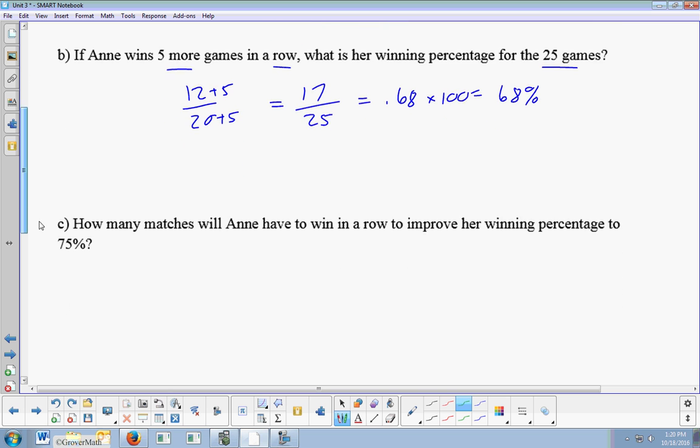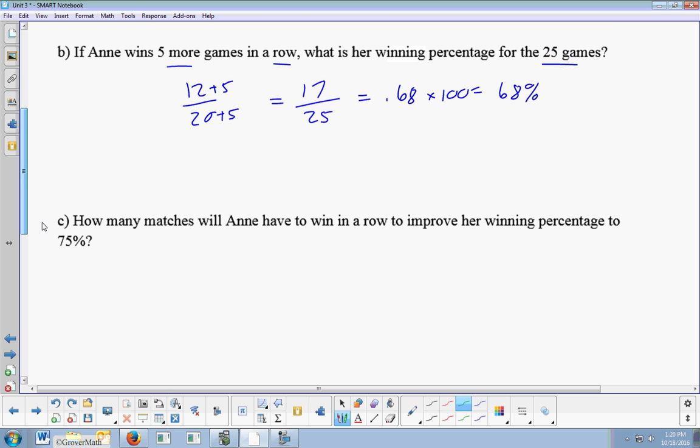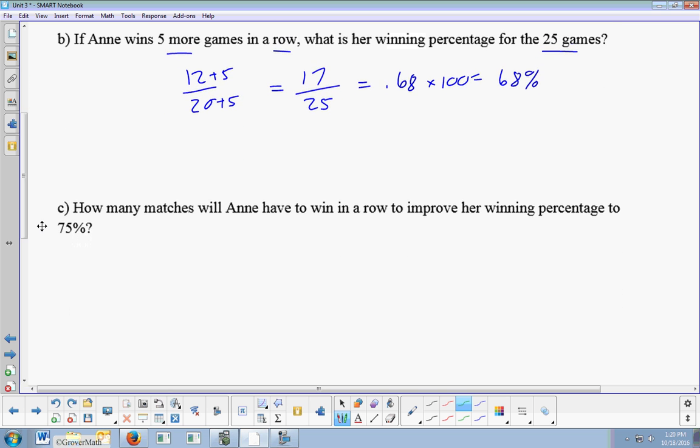How many matches will Anne have to win in a row to improve her winning percentage to 75%? Now, let's say this question doesn't say starting at the 17 or whatever. Let's say from the 12/20.